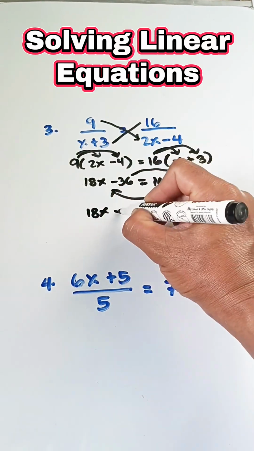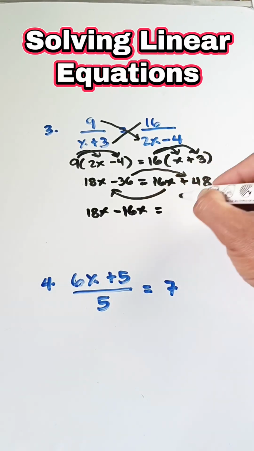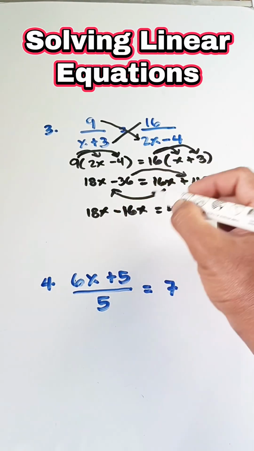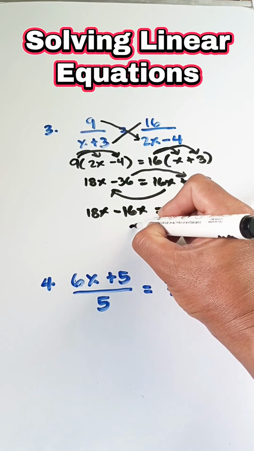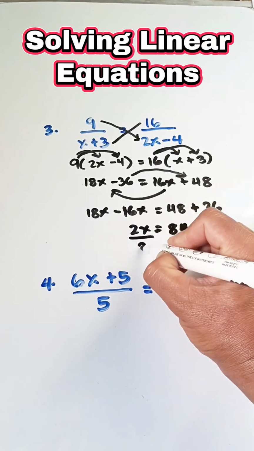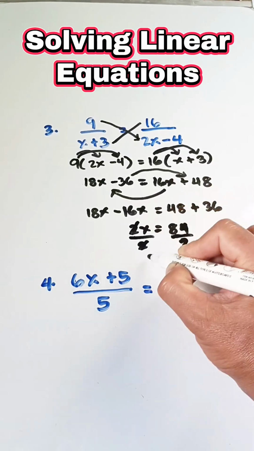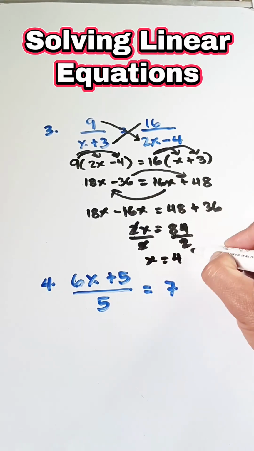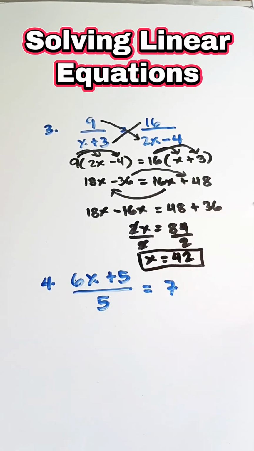18x, this will become negative 16x is equal to 48 plus, because this is negative, 36. And then 18 minus 16 is 2. And then copy x is equal to, this is 84. Then divide both sides by 2. Cancel 2. X is equal to 84 divided by 2. 8 divided by 2 is 4. 4 divided by 2 is 2. So x is equal to 42.